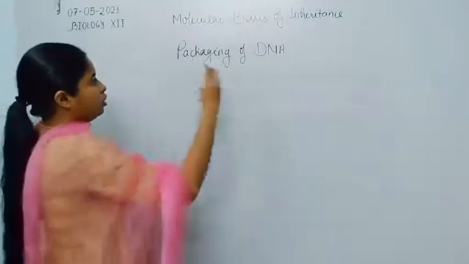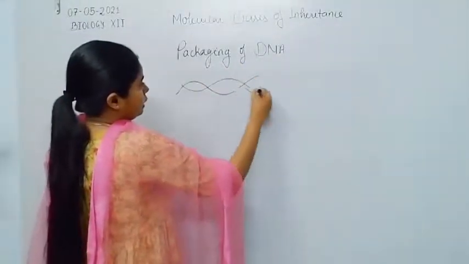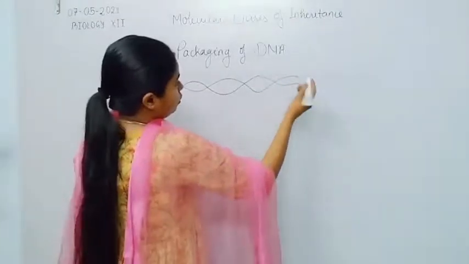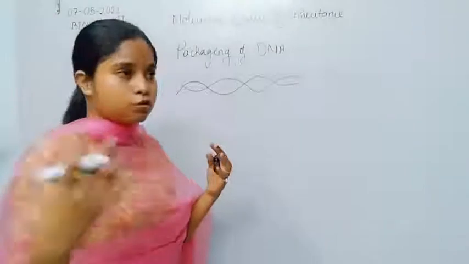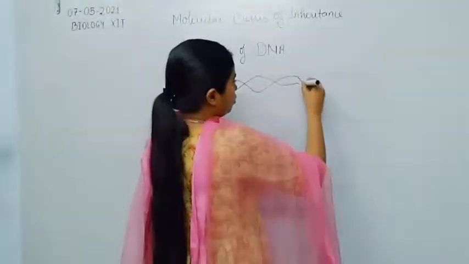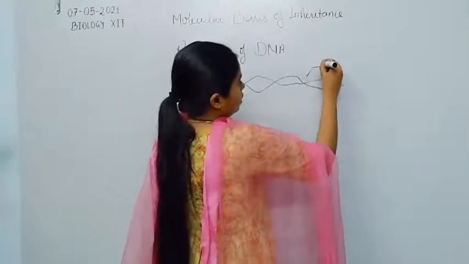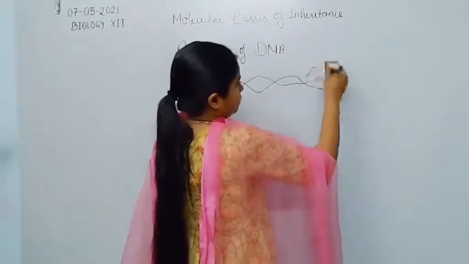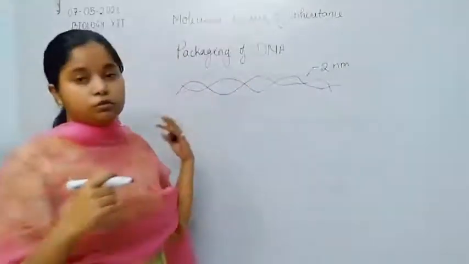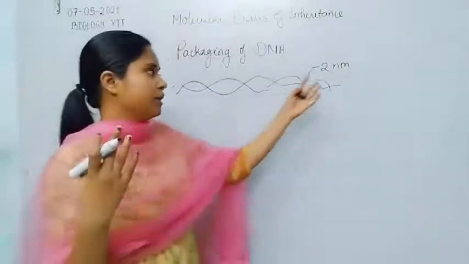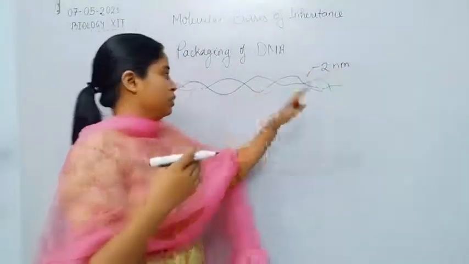First, the DNA molecule. If we discuss the width of the DNA molecule, before wrapping around the histone protein, the width of the DNA molecule is about 2 nanometer. As we already know, in angstrom it is 20 angstrom, or in nanometer it can be written as 2 nanometer.